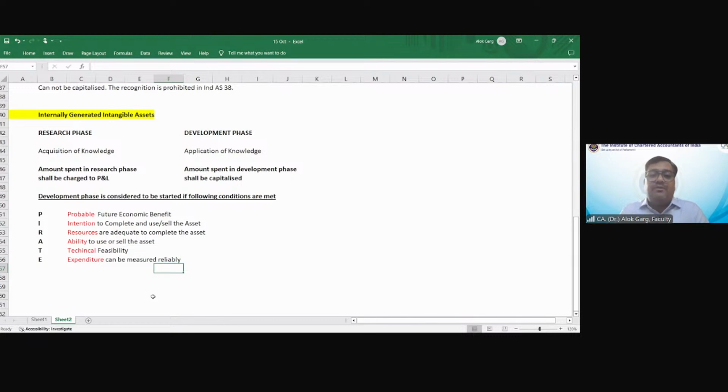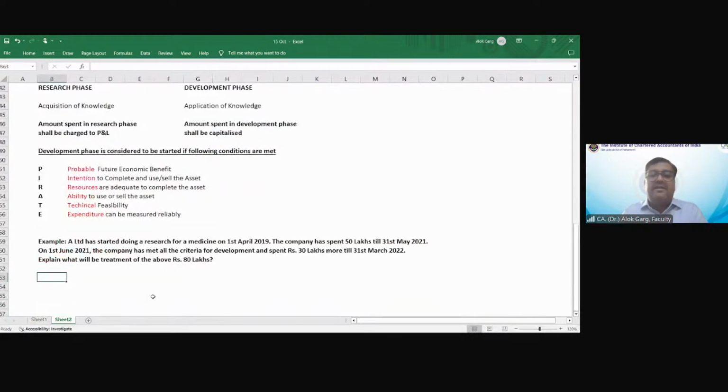Future economic benefit should be probable. Intention to complete the asset should be there. Resources adequate to complete the asset should be there. Ability to use or sell the asset should be there. Technical feasibility must be there. Expenditure can be measured reliably. Okay. Now we will discuss with the help of an example.